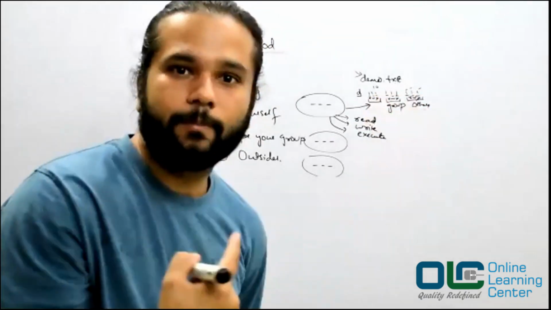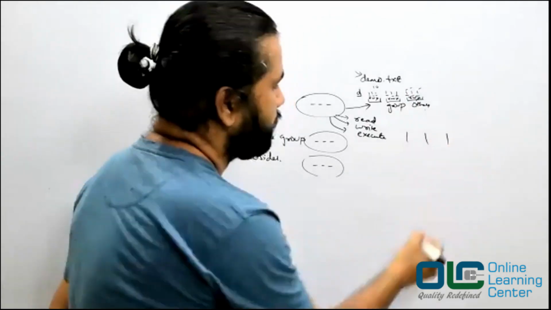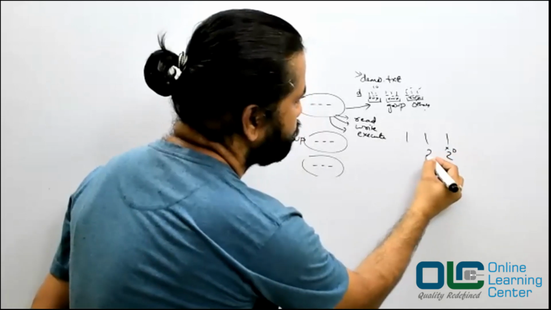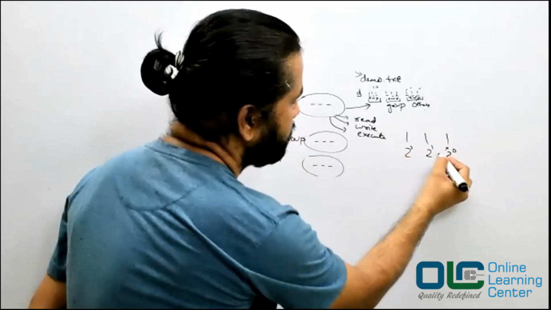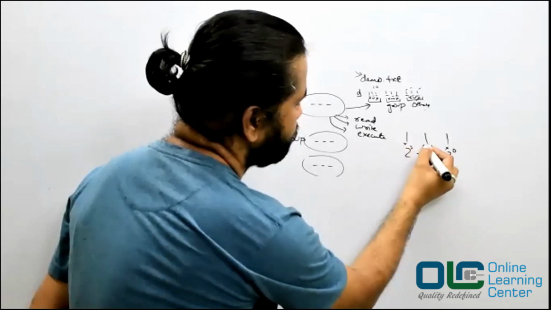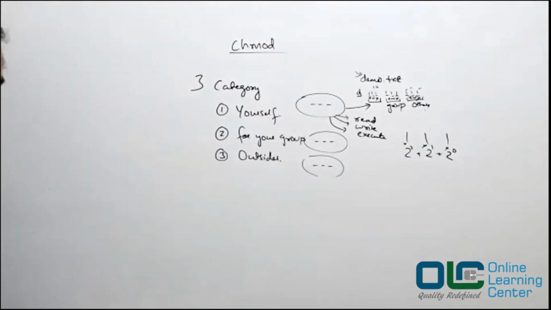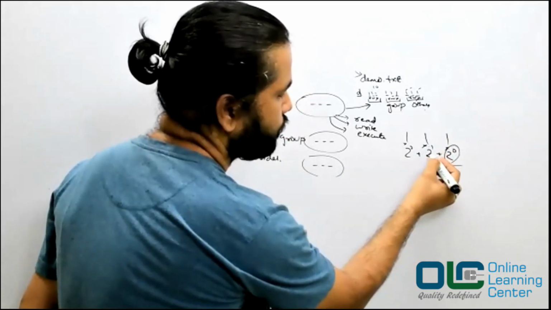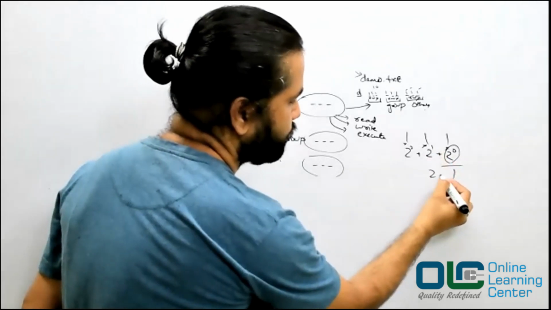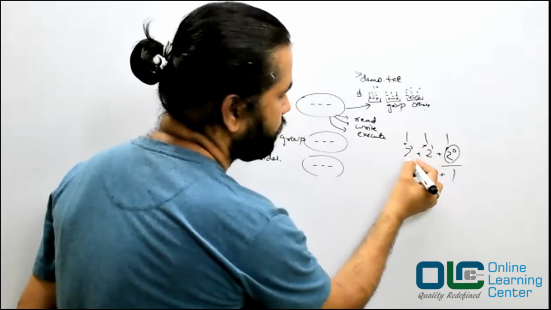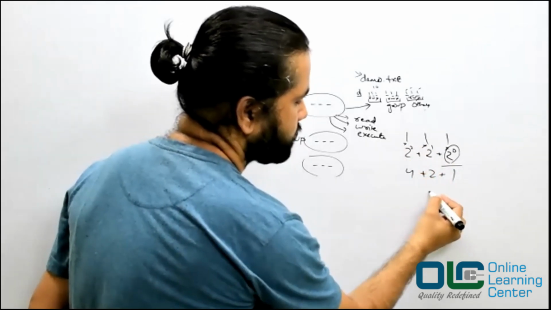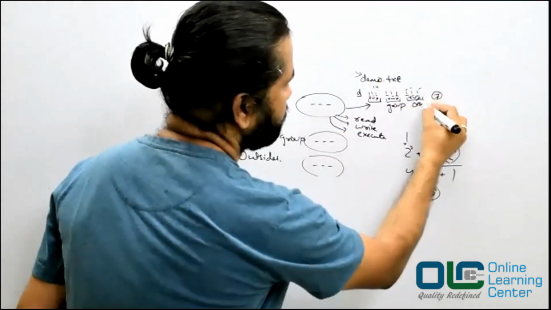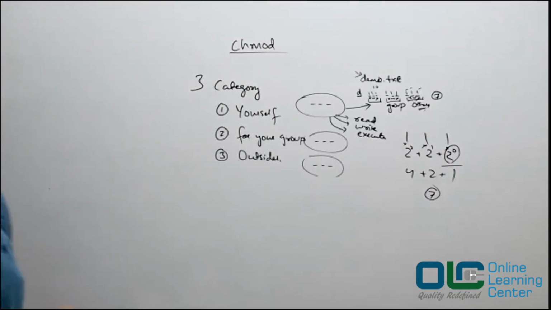Let's talk binary, right? If you say 1 1 1, the meaning of this would be 2 to the power 0, 2 to the power 1, 2 to the power 2, added together. A little bit of mathematics, right? 2 to the power 0 is 1, 2 to the power 1 is 2, 2 to the power 2 is 4. 4 plus 2 is 6, plus 1, 7. So if I say 7 here, that means it has full permission for others.